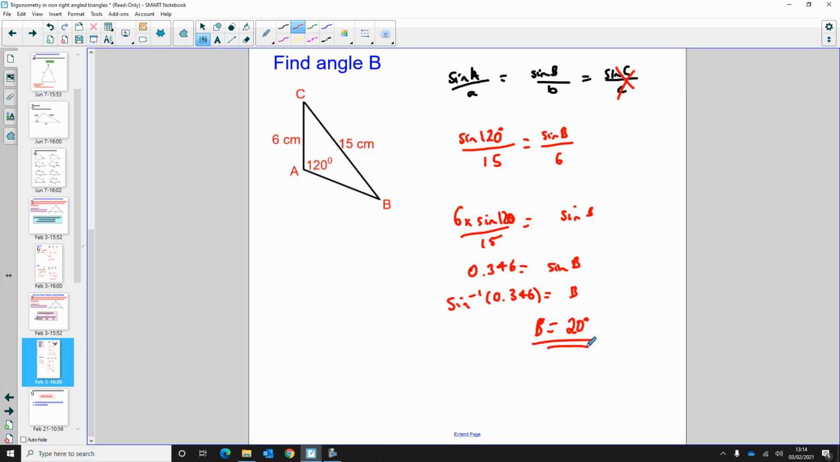Okay, so that covers the sine rule. There'll now be some questions for you to try from the workbook, which I'll explain in the class.